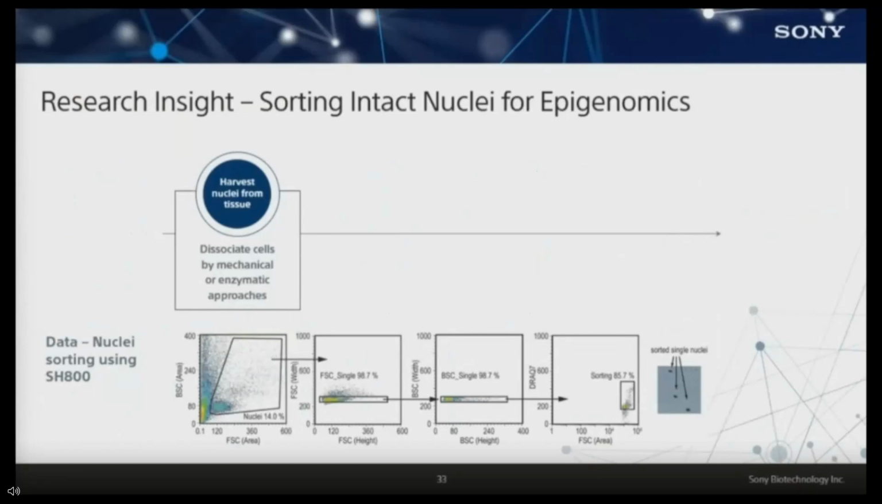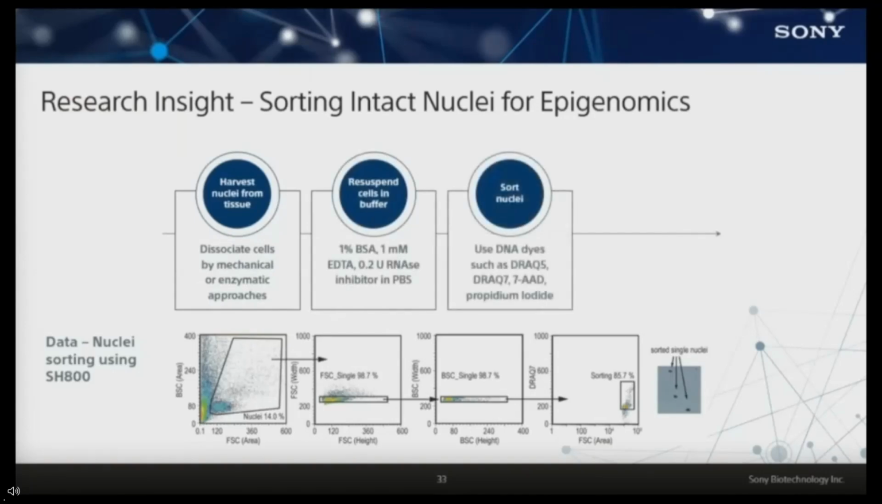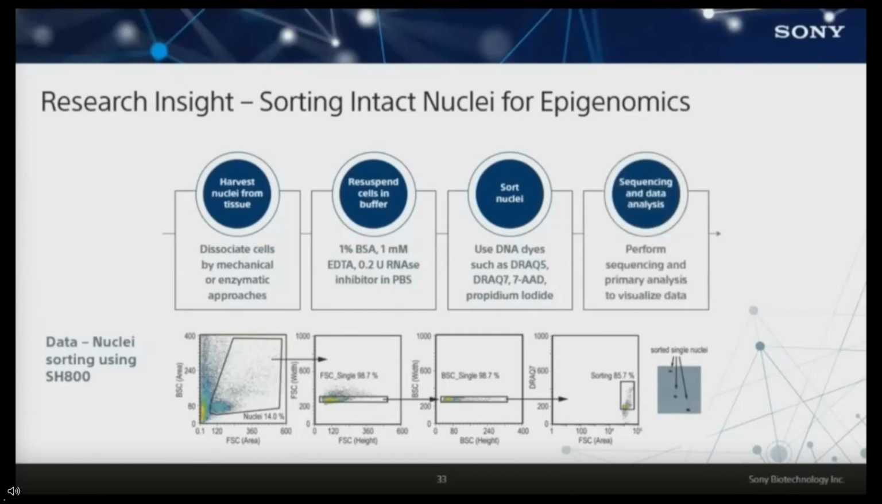Research insight, sorting intact nuclei for epigenomics. Again, you disassociate cells, mechanical or enzymatic approaches. You apply these cells to certain buffers that are conducive for your downstream application. It's critical to use DNA dyes, whatever your flavor you want to use, right? Whether it's PI or 7-AAD, you want to identify those intact nuclei. And what this gives you at the end of the day is single, viable, intact, high-quality nuclei for high-quality nucleic acids for those downstream reads.